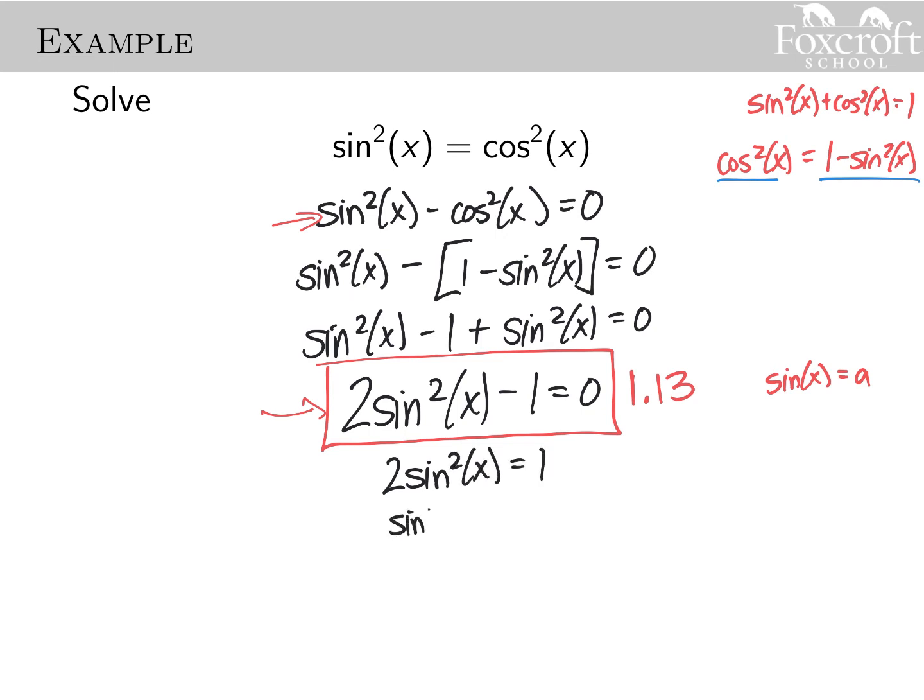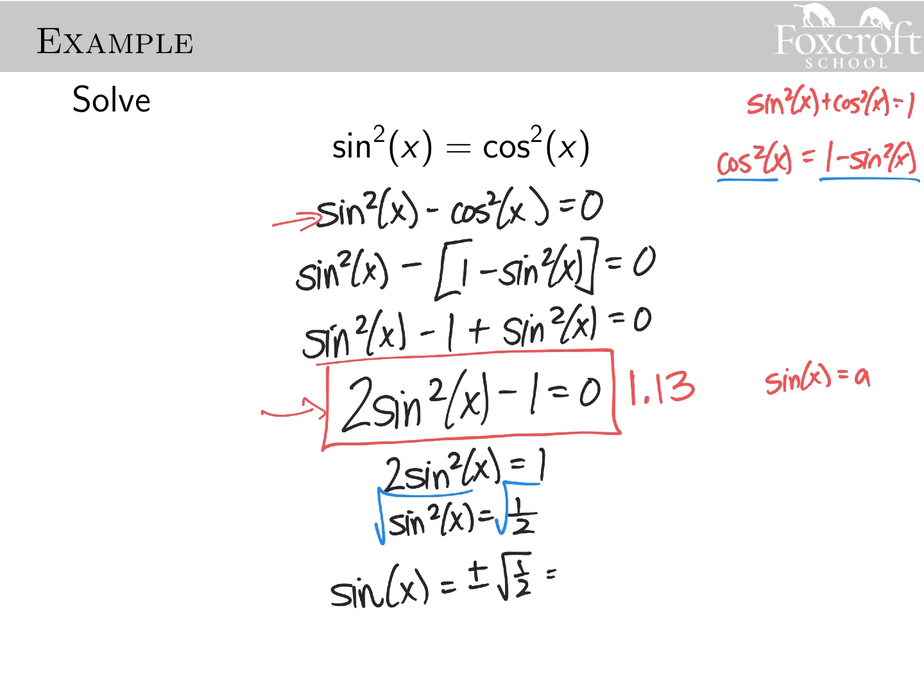Divide both sides by 2. Take the square root of both sides. That finally gets me my sine all by itself because the square root of something squared cancels out. On the right hand side, whenever you take the square root of both sides in an equation, I have to get plus or minus the square root of 1/2.